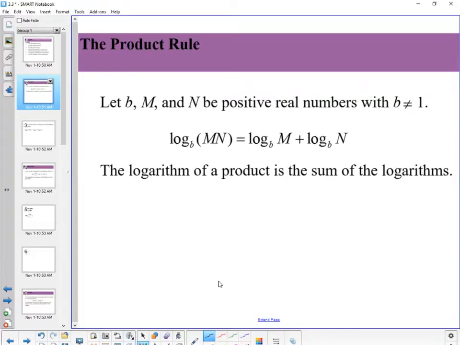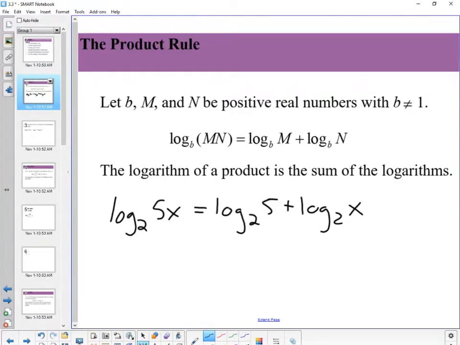I'll give you another example. Log base 2 of 5x can be rewritten as log base 2 of 5 plus log base 2 of x. So you're expanding that. Questions on the product rule?